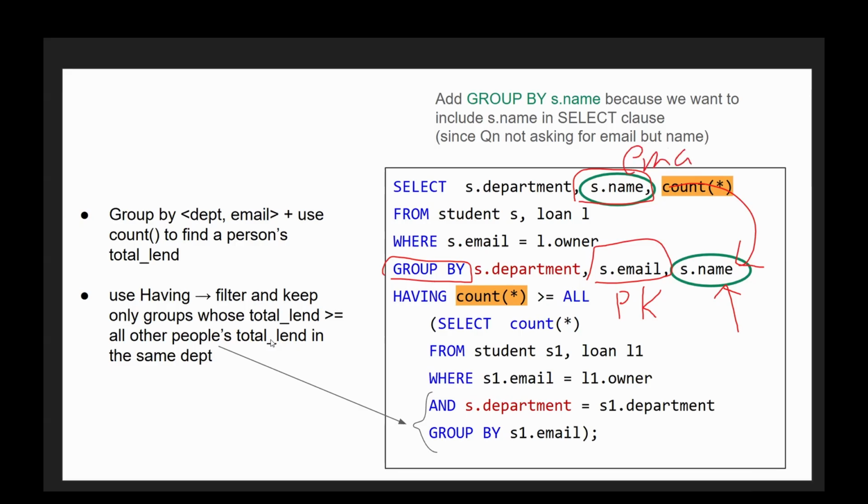Okay, s dot email. In this case, we can totally safely remove this and it will be totally fine. The reason why we need s dot name in a group by is because we want to put it in our select clause.